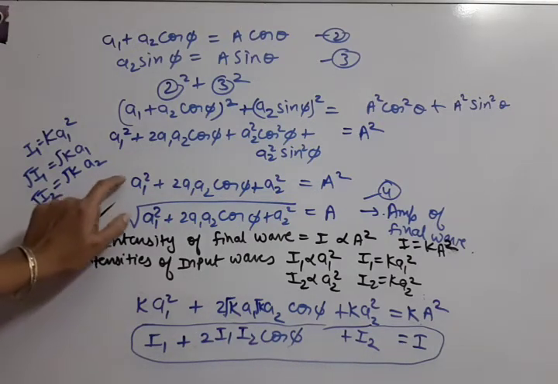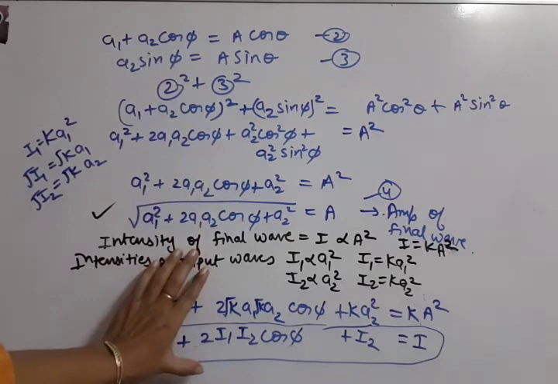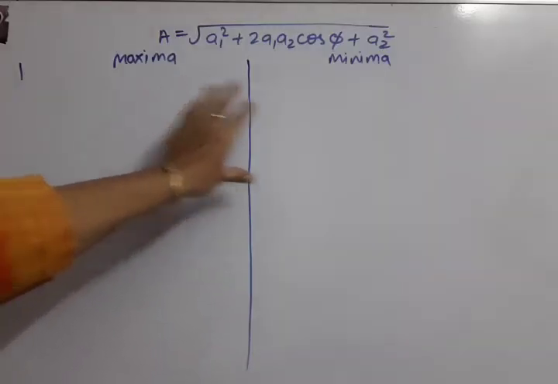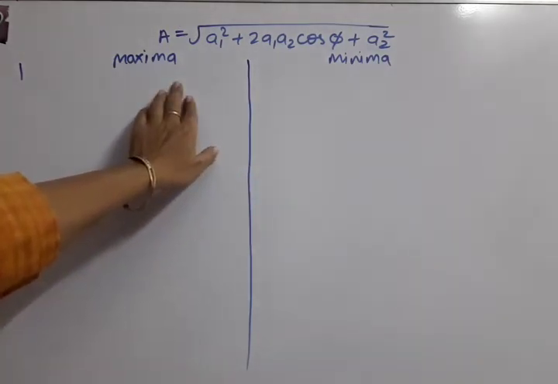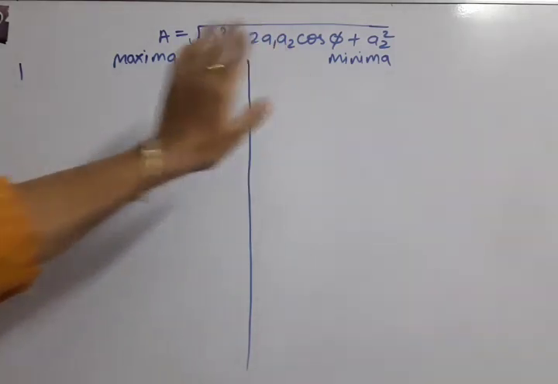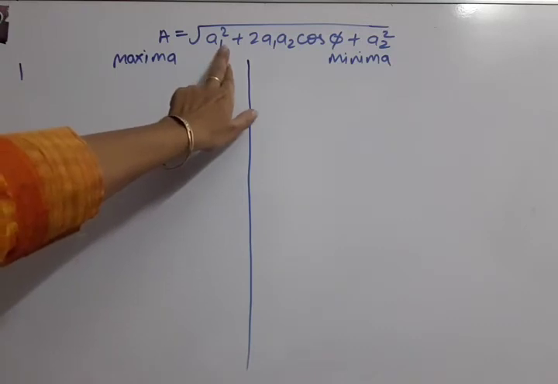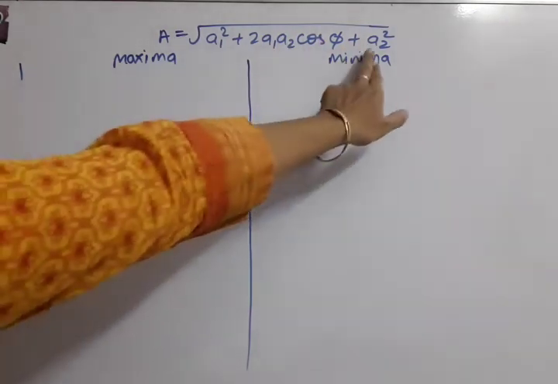So here we have solved the amplitude of the final wave and the intensity of the final wave. Okay. Now let us come to the conditions: how to obtain the conditions of maxima and minima. Note down these steps. Or if it is asked, find the conditions of constructive interference and destructive interference. Let us start. First of all, we will require the amplitude formula, written on the top: root of A1 square plus 2A1 A2 cos phi plus A2 square.